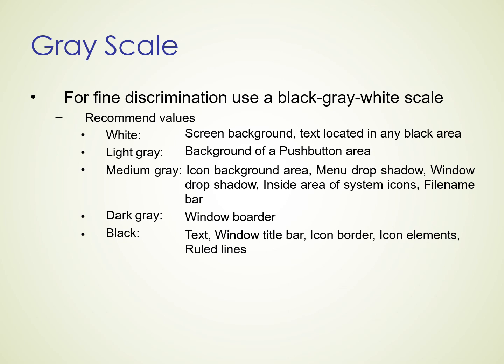Okay, so recommended values are: white is usually the text background, the screen background. Light gray is the background of a push button. So maybe you have an OK button or something, so that would be light gray. Medium gray is your icon background or maybe a drop down menu. This is just so that you can differentiate between each of these values. Then dark gray could be your window border, and then black could be text. So this is how we usually notice it in most websites.